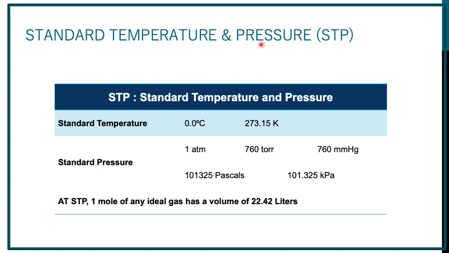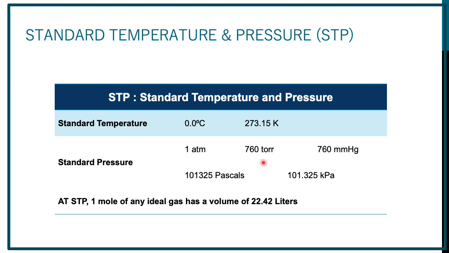Okay, standard temperature and pressure, STP. Standard temperature is 0 degrees Celsius, 273.15 Kelvin. Room temperature is not standard; that is 25 degrees Celsius. Standard pressure is 1 atm, and you need to remember that: 1 atm or 760 torr. So these are all the conversions.